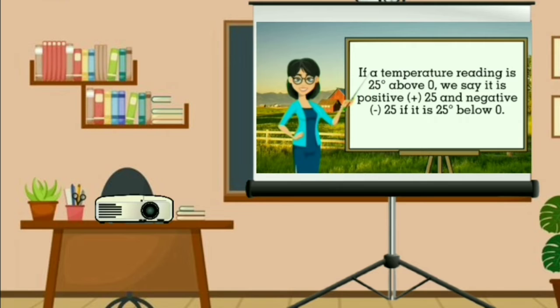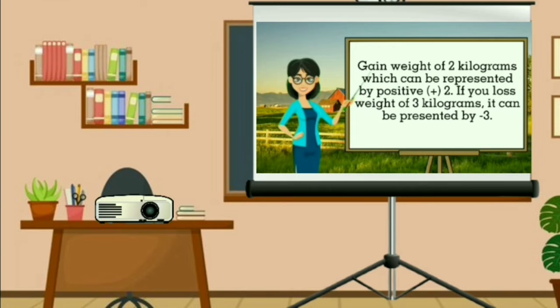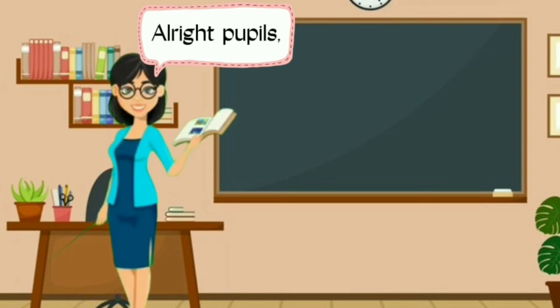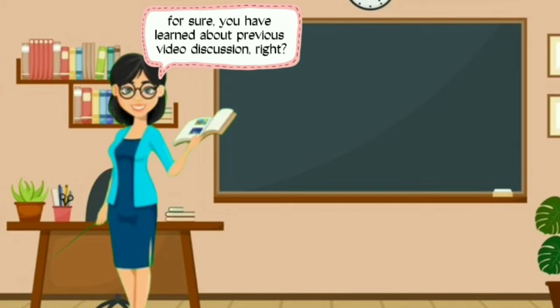For example, if a temperature reading is 25 degrees above 0, we say it is positive 25, and negative 25 if it is 25 degrees below 0. Another example is when you gain weight of 2 kilograms, which can be represented by positive 2. If you lose weight of 3 kilograms, it can be represented by negative 3, right? Alright pupils, for sure, you have learned from our previous video discussion, right?